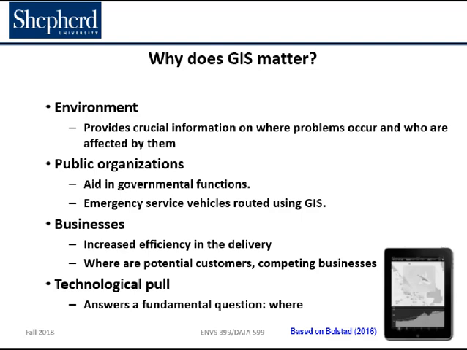Retail businesses locate stores based on the number of spatially related factors. Where are the potential customers? What is the spatial distribution of competing businesses? Where are potential new store locations? What is the traffic flow near current stores? And how easy is it to park and access these stores?